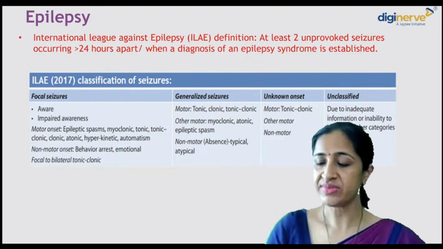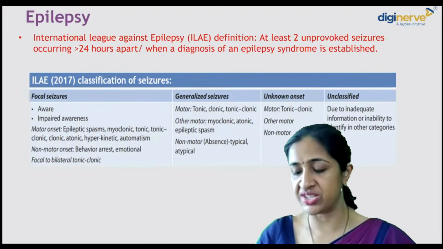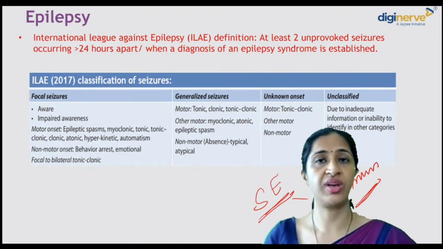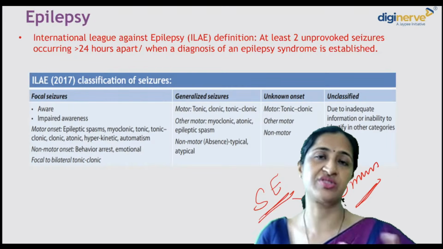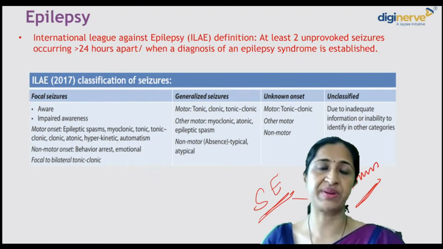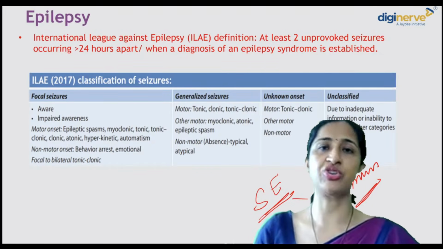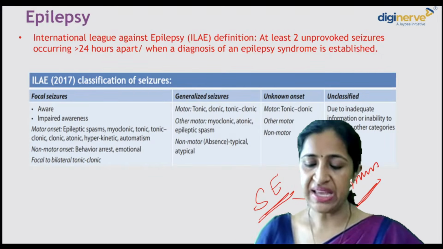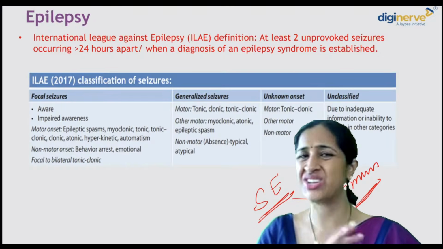Okay. Same ILAE has said that when you have recurrent seizure lasting for more than 5 minutes, then it is status epilepticus. Okay. Or no recovery of consciousness between 2 episodes of seizures, then it is status epilepticus. Continuous convulsions for more than 5 minutes or no regain of consciousness between 2 episodes of seizures, then it is status epilepticus. Okay. The ILAE classification divided that generalized, partial, all that they removed.